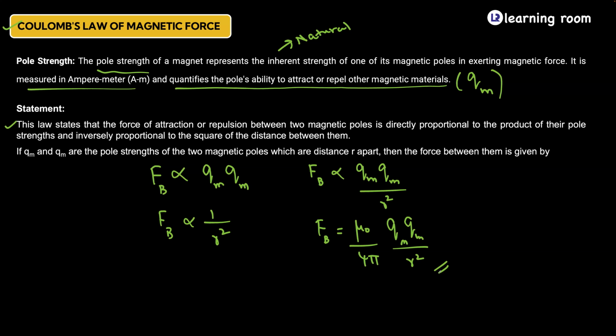If you observe, it is almost the same, except that instead of 1 by 4 pi epsilon naught, you write it as mu naught by 4 pi. This we already saw in the previous chapter itself. Is that point clear? So this is going to be the mathematical expression for Coulomb's law in magnetism. So Coulomb's law of magnetic force, or you say Coulomb's law in magnetism. Just make a note of it.